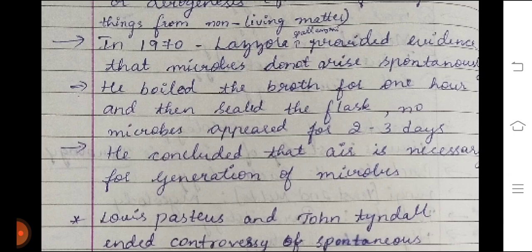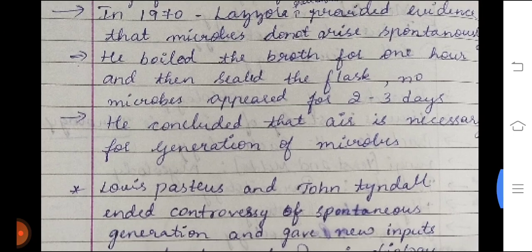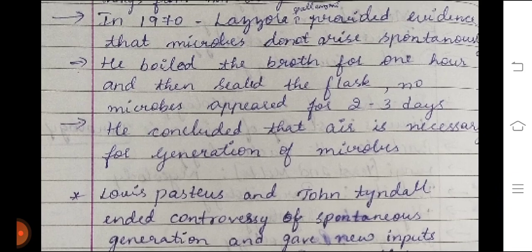Spallanzani provided evidence that microbes do not arise spontaneously. He boiled the broth for 1 hour and then sealed the flask. Then no microorganisms appeared for 2 to 3 days. He concluded that air is necessary for the generation of microorganisms. It is a main point that air is necessary for the generation of microorganisms. If you keep anything in the air, microbes will automatically get attracted.